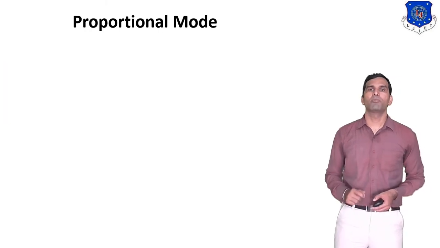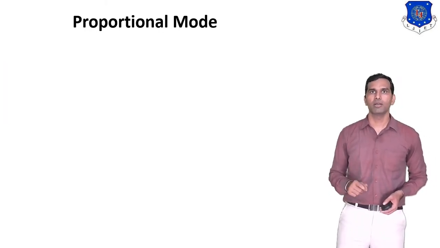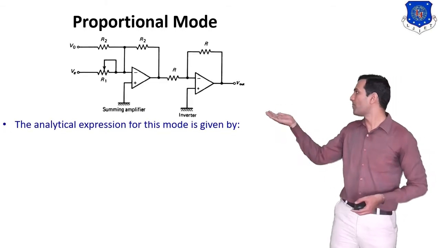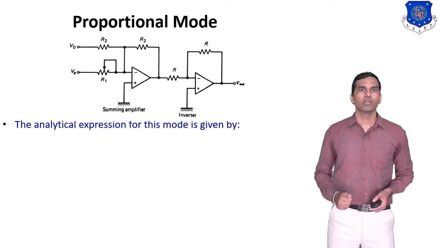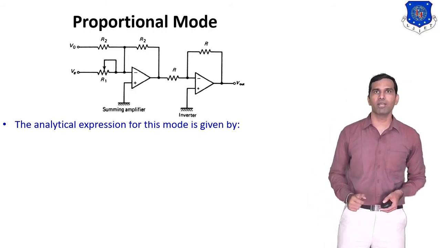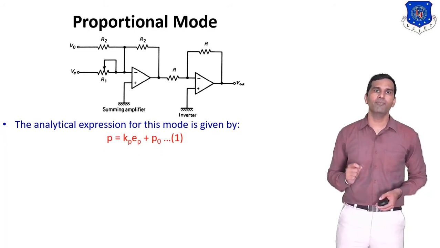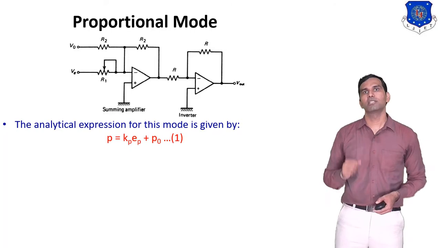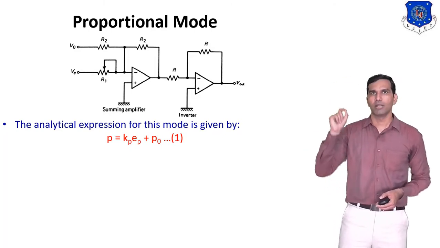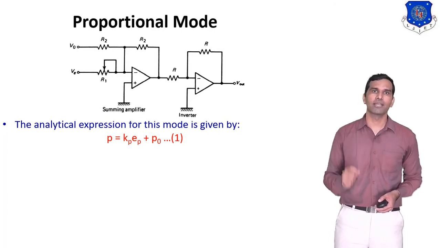Now we discuss the proportional mode, that is, the proportional controller of the analog controller. This is the figure of the proportional controller. The electrical expression for this mode is given by P = Kp Ep + P0. This is the same as we discussed in the proportional mode lecture. That means this is the proportional mode analytical equation.